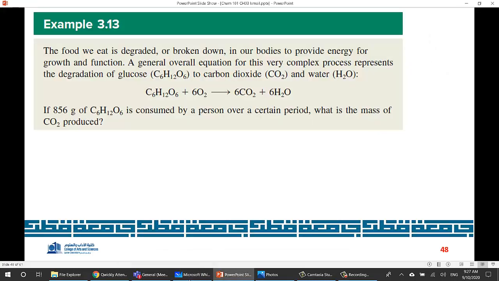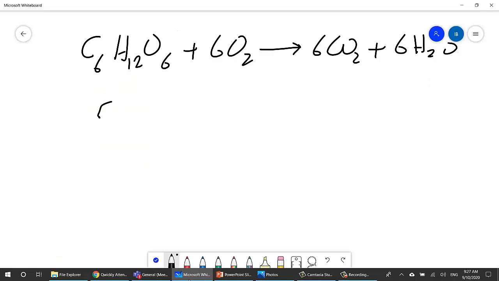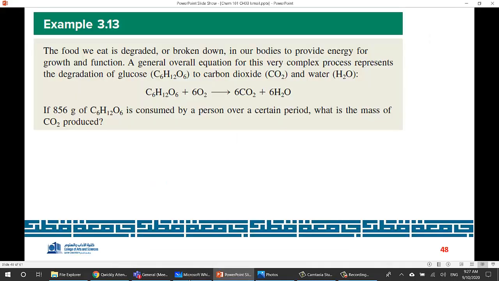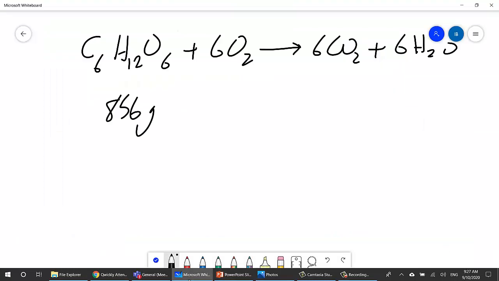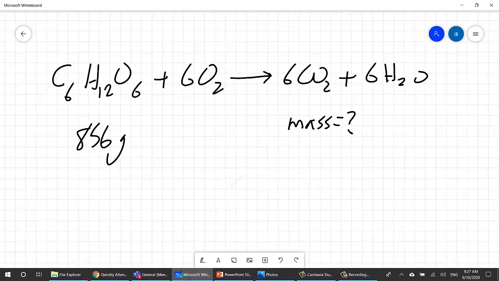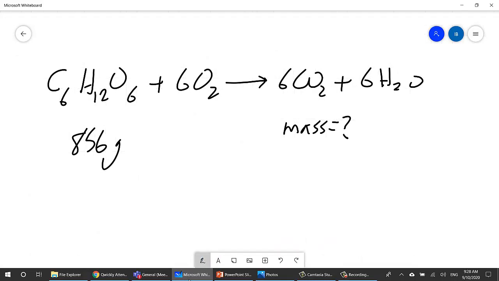The question says we have 856 grams of glucose, and it asks what is the mass of CO2 produced? Here is the mass. That's it. So this question is only between glucose and CO2. This and this do not bother us. The oxygen and the water are not part of the question, so you don't worry about them. In the next lecture, they will be part of the problem, and I'm going to show you how to solve these problems. That's another story.